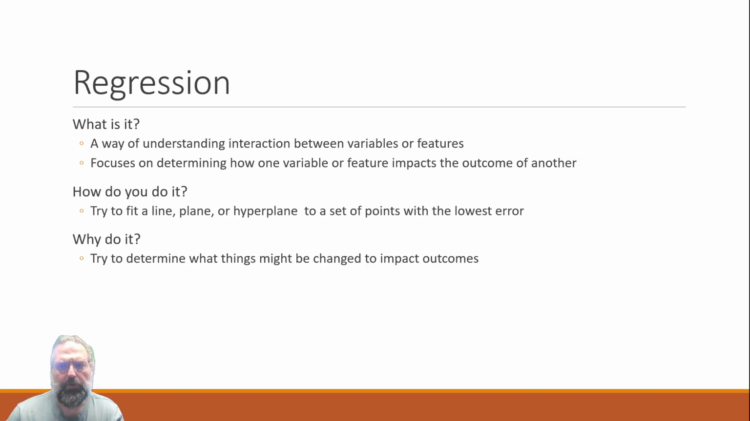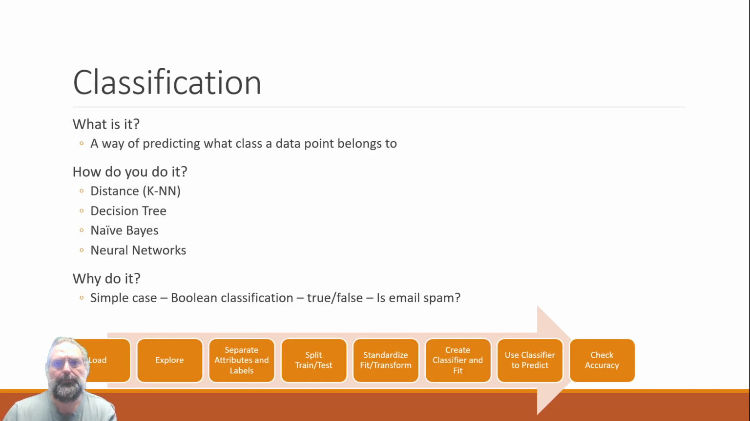Regression is a way of trying to essentially fit a line to a collection of values, right? And you're trying to figure out the interaction between these variables or features. You focus on determining how one variable or feature impacts the outcome of another. Generally, you're trying to fit something to a collection of points. It might be a line, a plane, or a hyperplane, depending upon the dimensionality of your data. And why do you do it is to try to figure out what things might be changing the impact of outcomes. You may also try to do it to make some sense of prediction into the future.